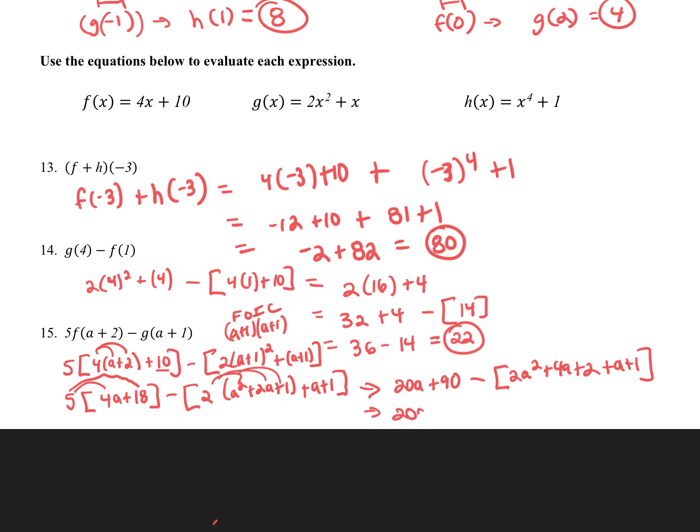So I have 20a plus 90 minus 2a squared minus 4a minus 2 minus a minus 1. Combine like terms, we get -2a squared. 20a minus 4a is 16a, minus a is 15a, positive 15a, and then 90 minus 2 is 88, minus 1 is 87.